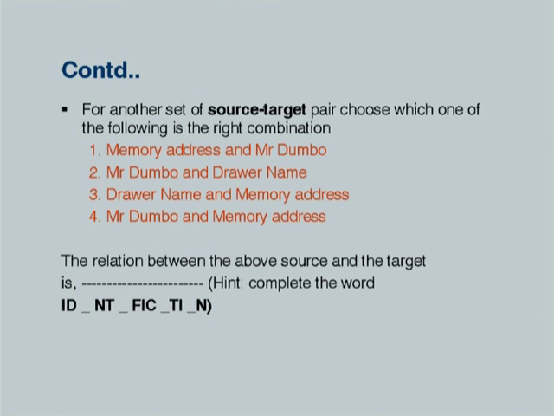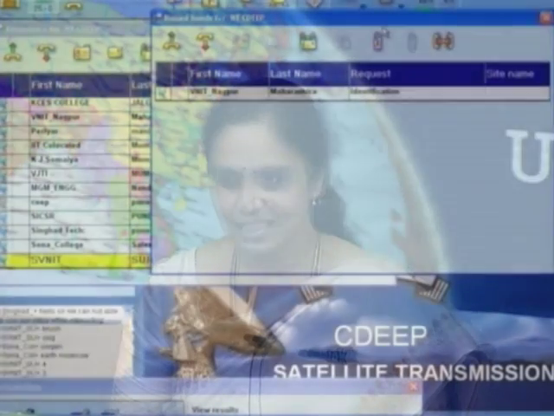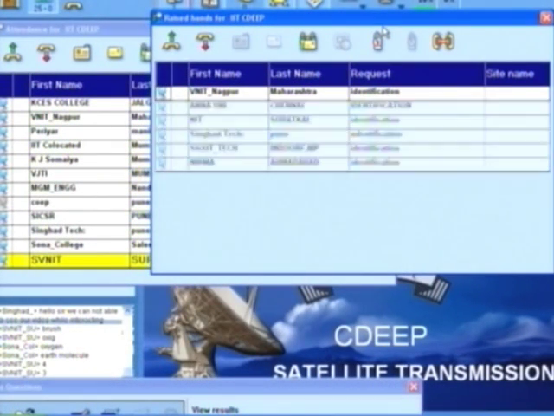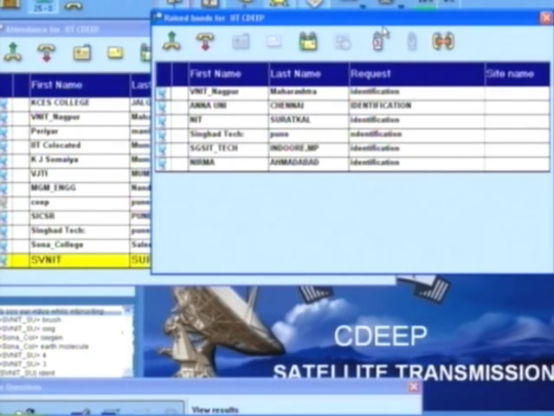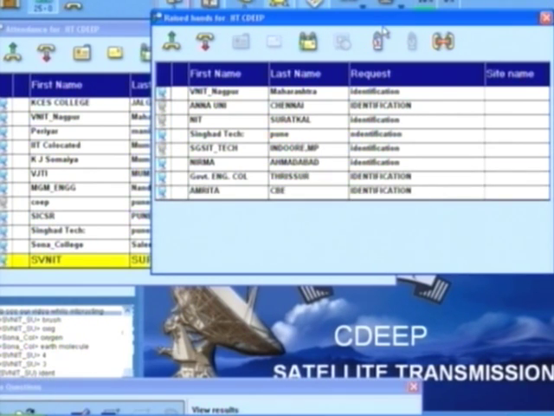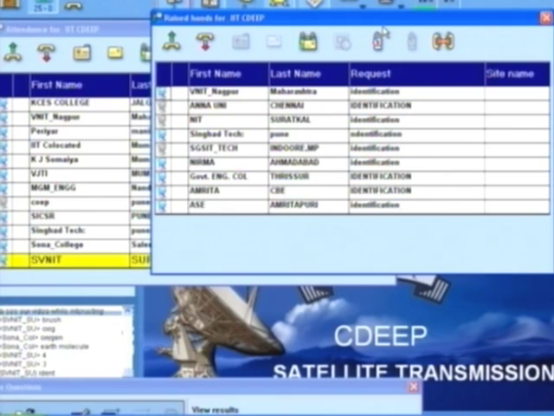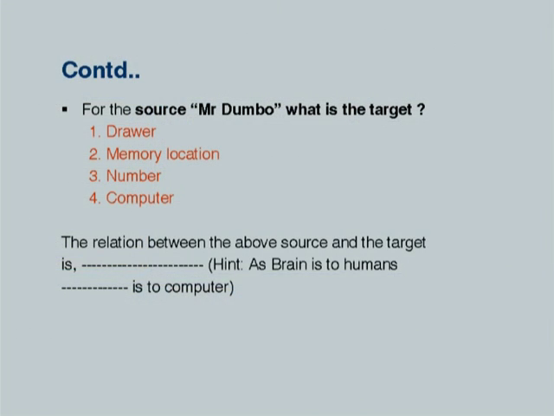The relation between the above source and the target is dash. Complete the word given in the slide. Yes, VNIT Nagpur is first with identification. The relation between the source and the target here happens to be identification. Yes, of course, everybody has got it right. Thank you. We'll move on.